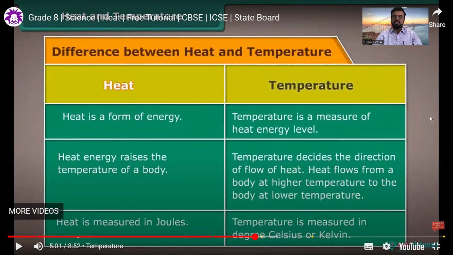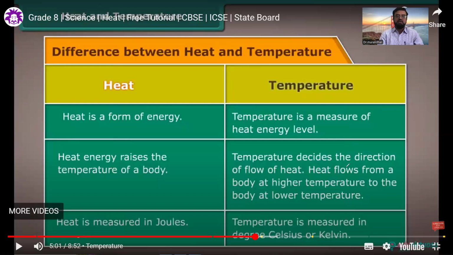Heat is a form of energy. Temperature is a measure of heat. Heat energy raises the temperature of the body. Temperature decides the flow of heat. Very important points. Heat is measured in joules. Temperature is measured in Kelvin.